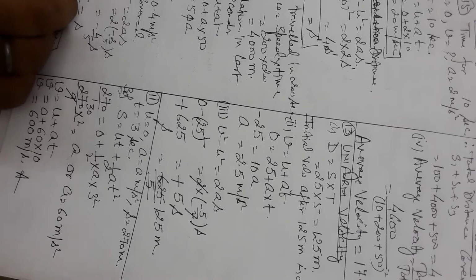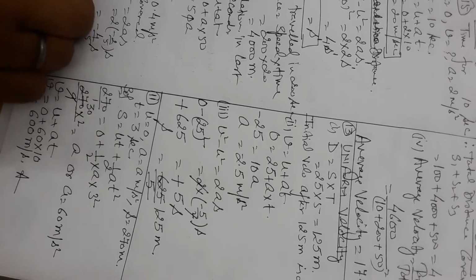Now, another odd question, 13. A car travels with a uniform velocity of 25 meter per second for 5 seconds. The brakes are then applied and the car is uniformly retarded and comes to rest in further 10 seconds. Find the distance which the car travels before the brakes are applied, the retardation, and the distance travelled by the car after the brakes are applied.